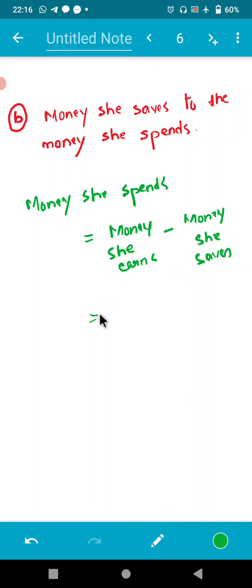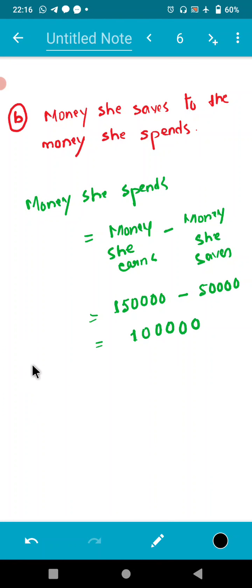So how much money she earns? 1,50,000. And how much money she saves? That is 50,000. So you get the answer as 1 lakh. That means 1 lakh rupees she spends. Now we can easily find out the ratio now. So what is the required ratio?